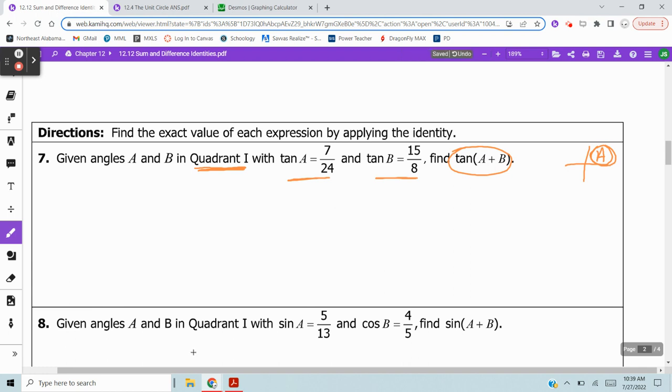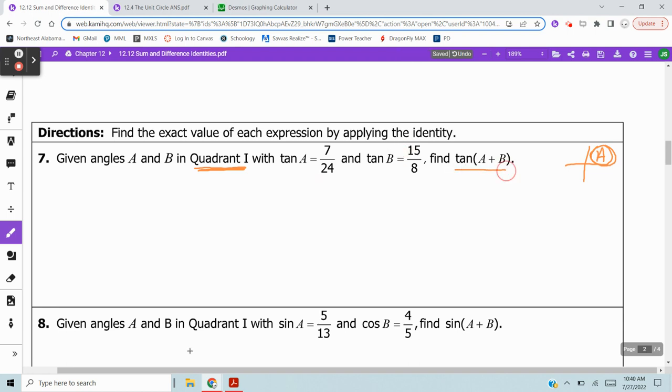Now, one way of working these, we could actually find out what angle A is and what angle B is by using this. We can move tangent over by doing inverse tangent. We could figure out what those angles are. Then we could add the angles and take the tangent of it, and that would give us a decimal answer. But we don't want a decimal answer. We want to actually find this answer without even knowing what angles A and B are.